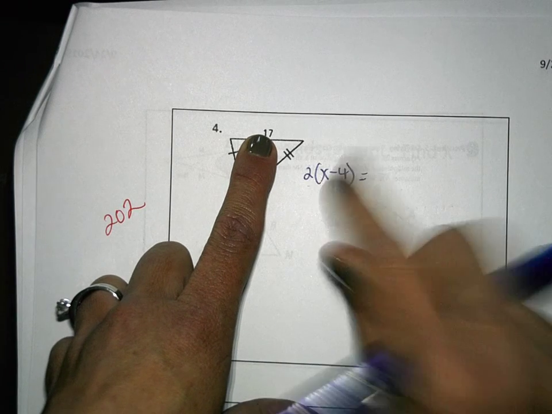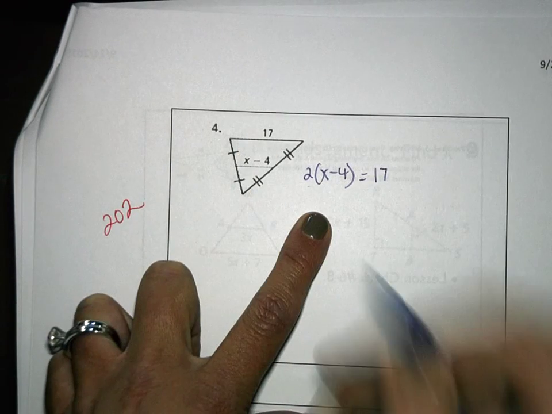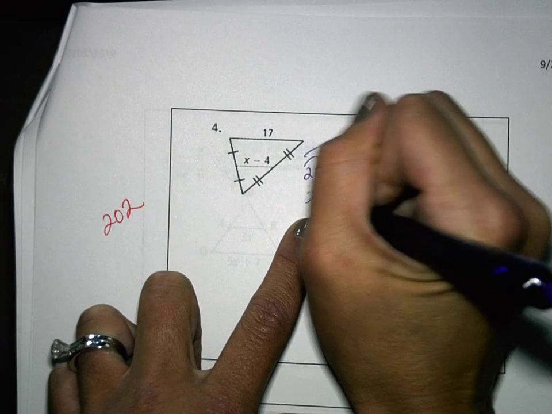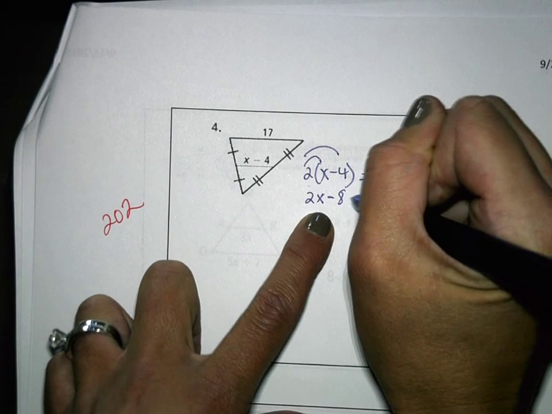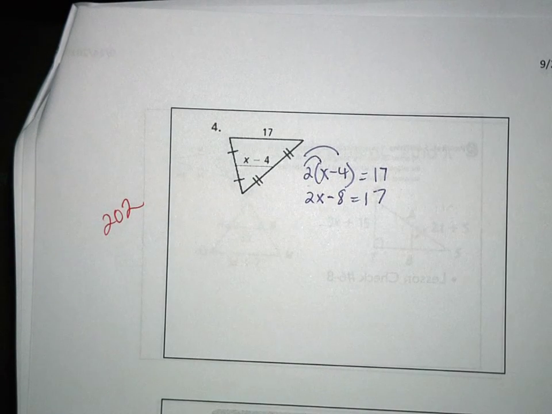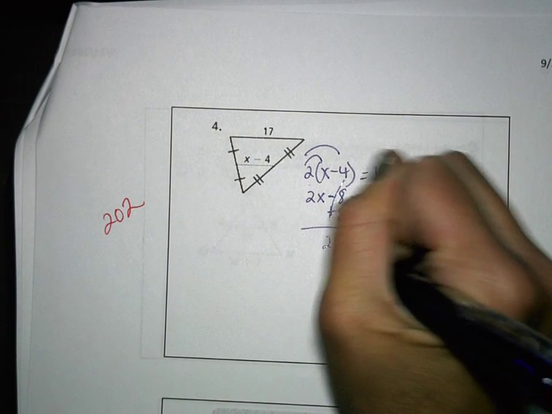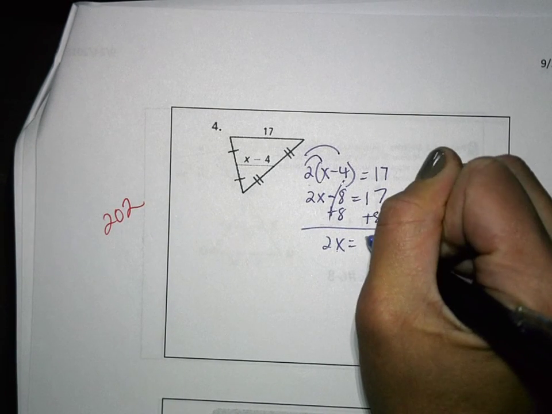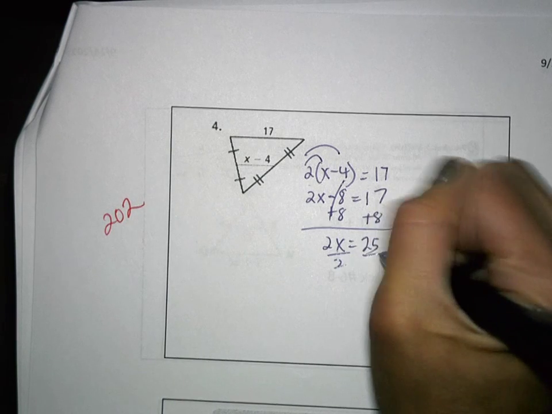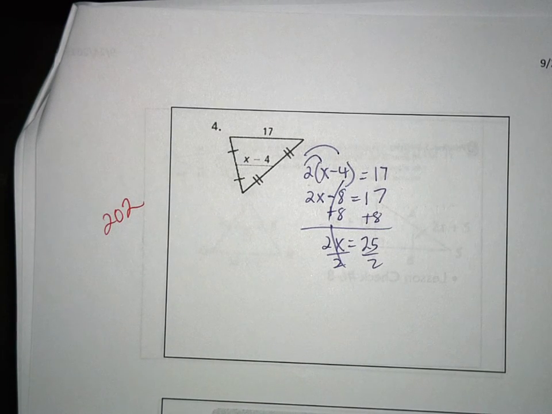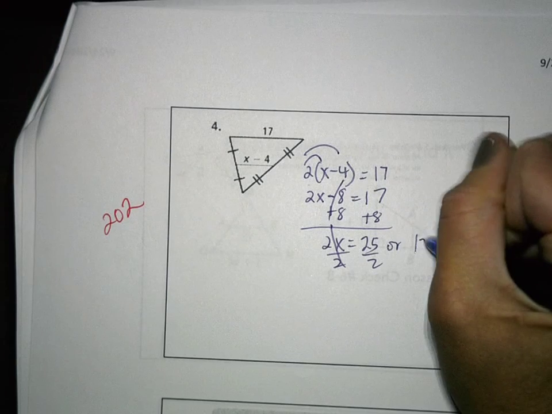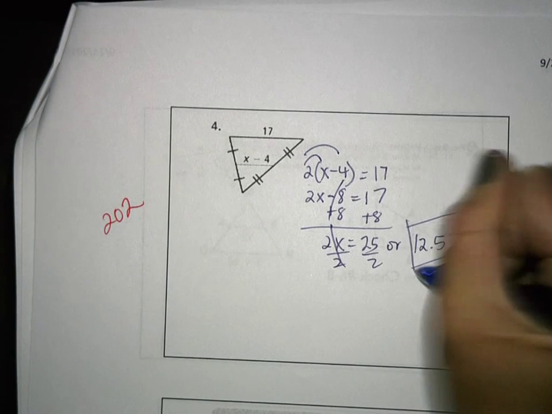Okay. So don't forget that you have to distribute the 2 through. So we get 2x minus 8 equals 17. Add 8 to both sides. 2x equals what? 25, and we divide by 2 on both sides. The answer is either 25 over 2, or you could have changed that to be 12.5. Are there questions?